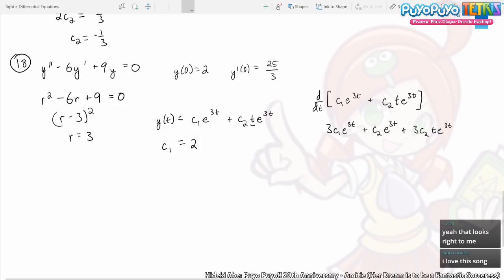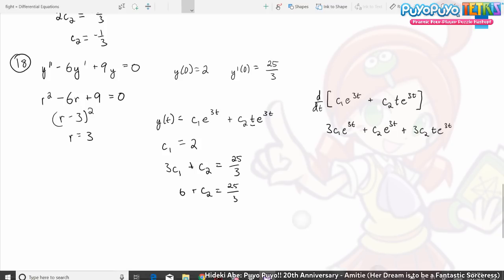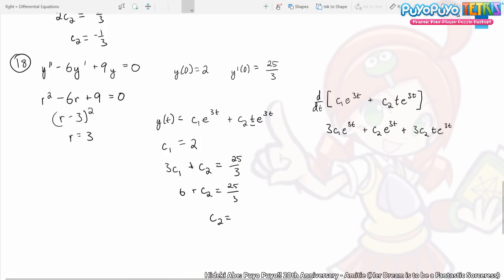Then the other equation is, well, if t equals 0, then that's just 3c1 plus c2, yep, that's it, equals 25 over 3. So 6 plus c2 equals 75 over 3. So then c2 equals, what's 6 times 3? 18? 25 minus 18 is that? Seven thirds.